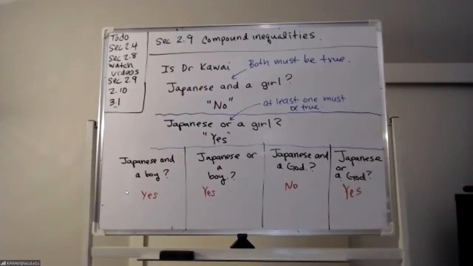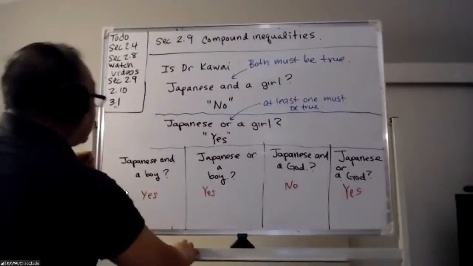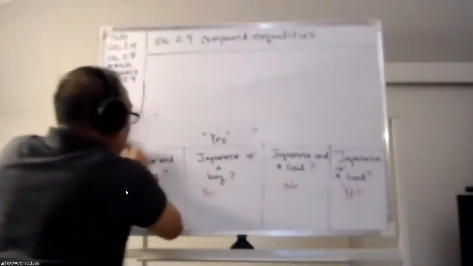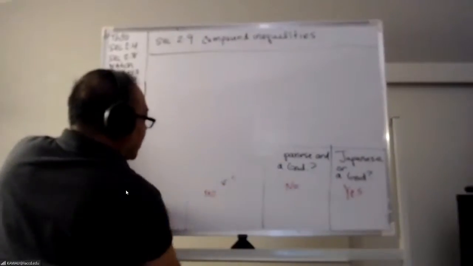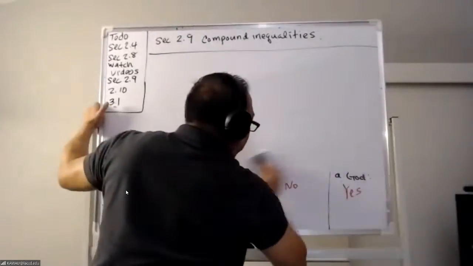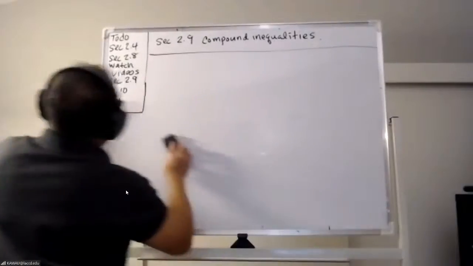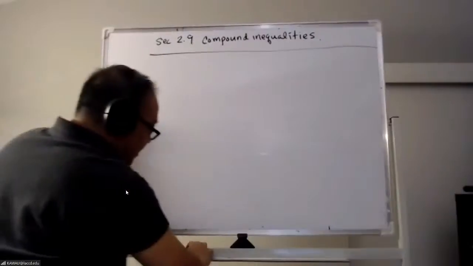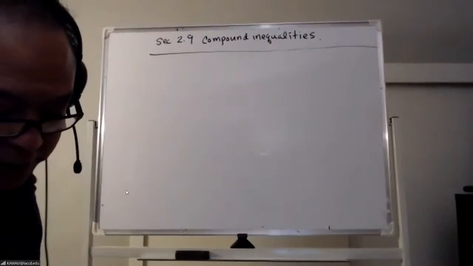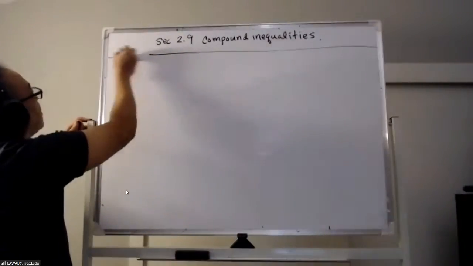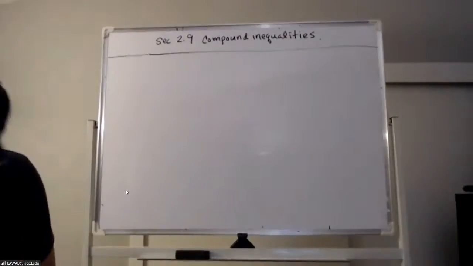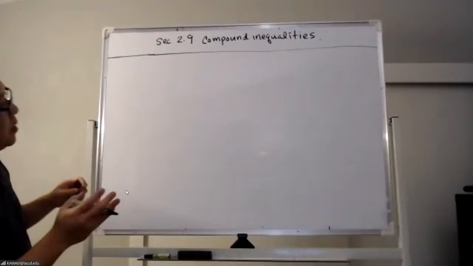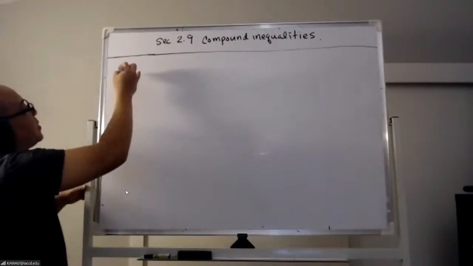Okay. Now, let's actually go to math. Now, just so you know, this concept of or will probably come up in philosophy, and it'll also come up in your statistics class. So you'll see this in other places. Okay. Now, let's do something like this.